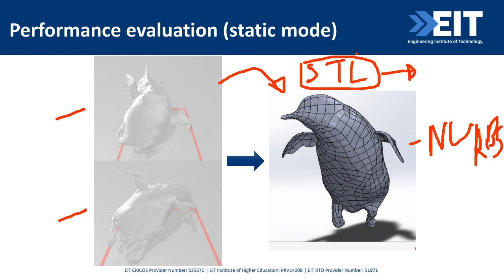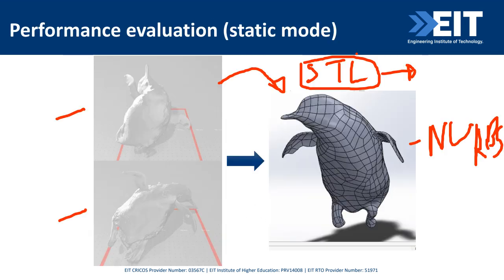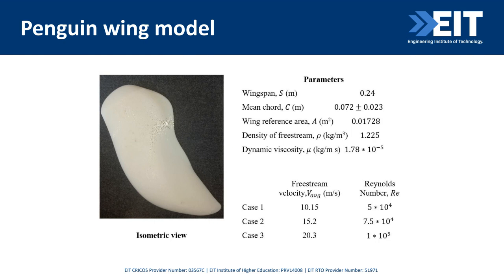After getting the penguin wing, when I got the nerve surface version, I chopped it. Then I used the 3D printer and printed the wing. So this is the printed wing that I printed with a 3D printer. And here are the basic parameters, like the wing span was 0.24 and mean chord. This is the chord length. So these are the chord.